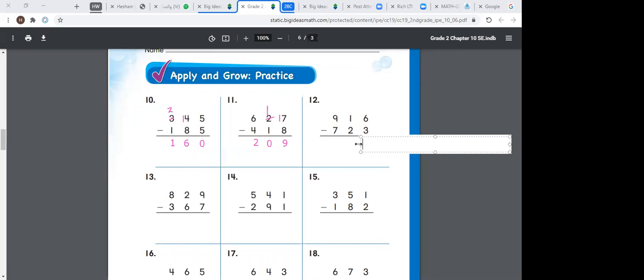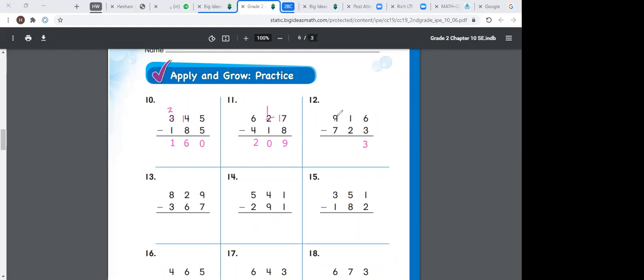It's minus, not plus. 6 minus 3. Okay. 5, 4, 3. It equals 3. 6 minus 3 equals 3. Okay, very good. Now 1 minus 2, can be or can't be? Can't be, because 1 is less than 2.